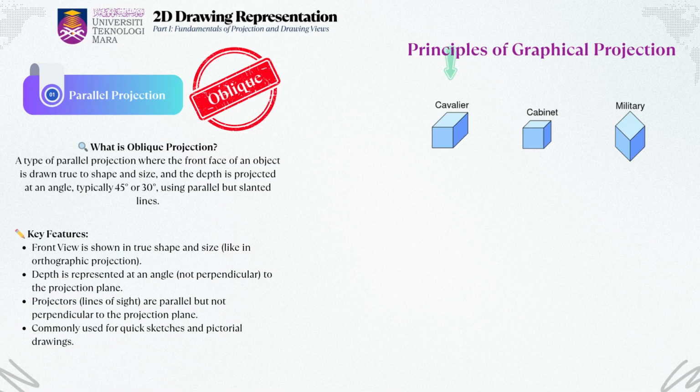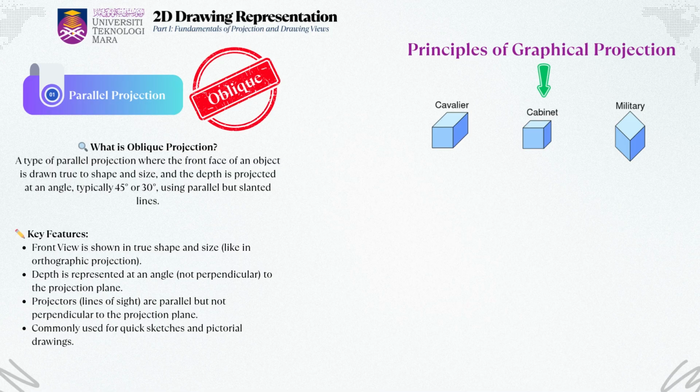In cavalier projection, the depth is shown at full scale, 100%, which can make the object look a bit stretched or too deep. It's usually used for quick technical sketches because it's fast to draw. In cabinet projection, the depth is scaled down, typically to 50%, making it look more realistic. This is more suitable for presentation drawings where appearance matters more than exact scale.